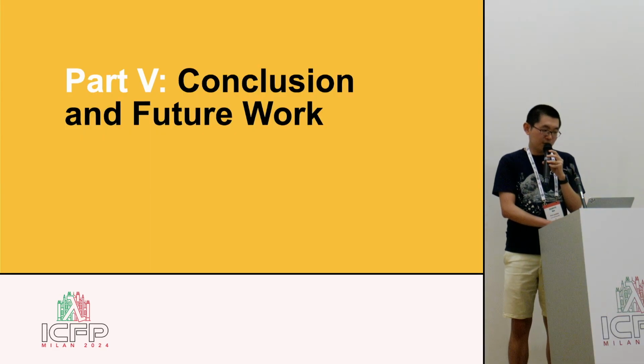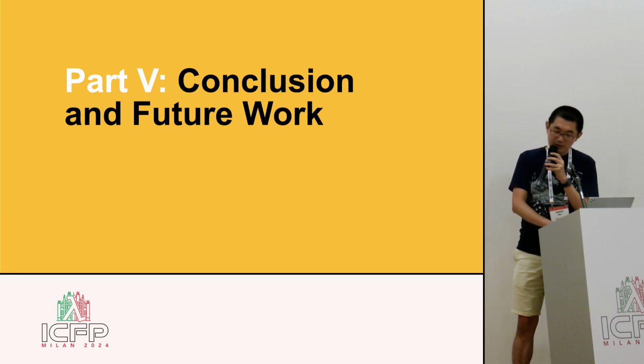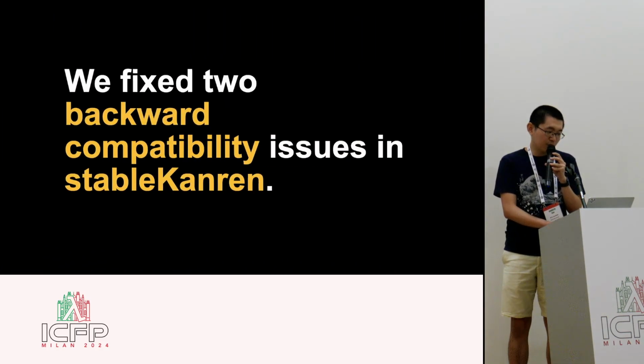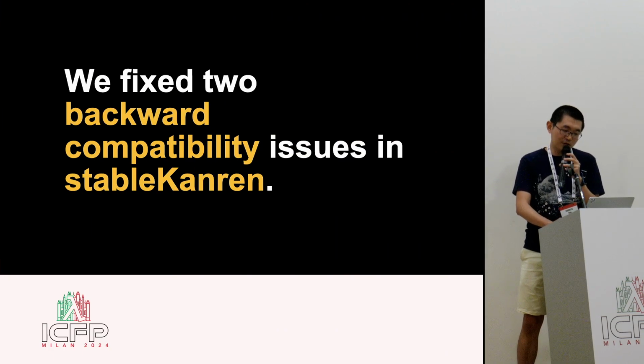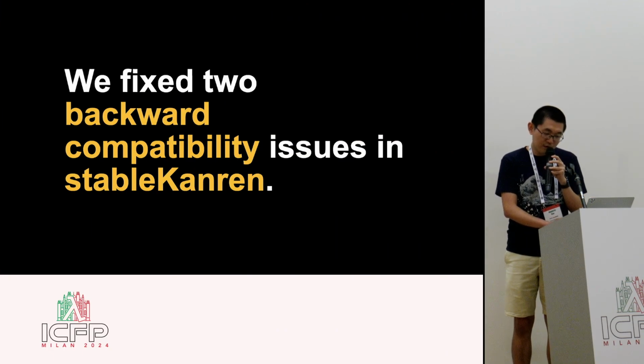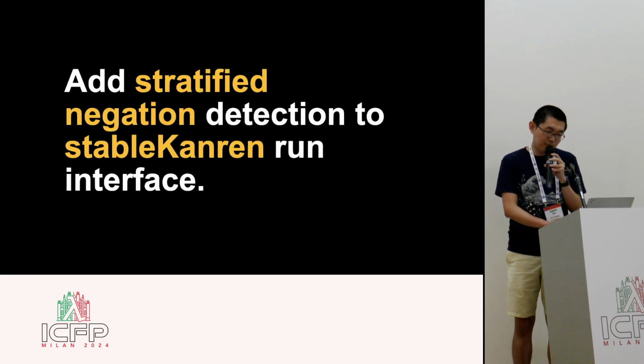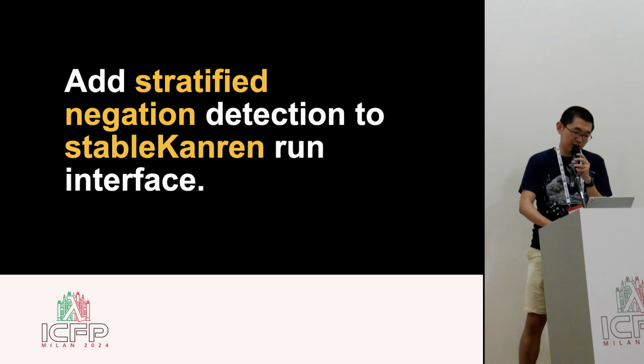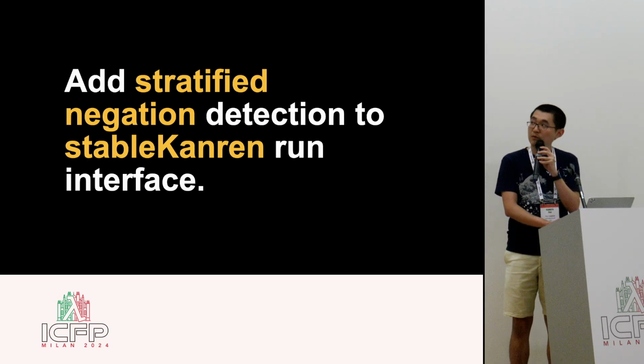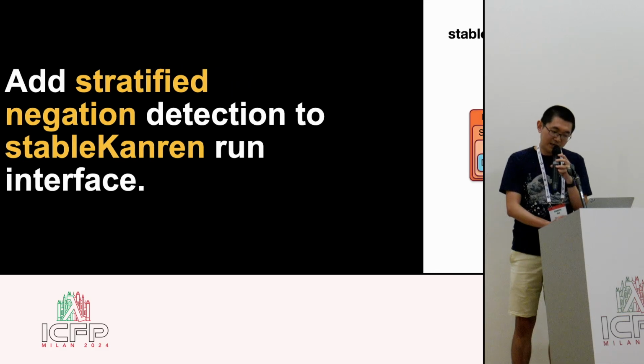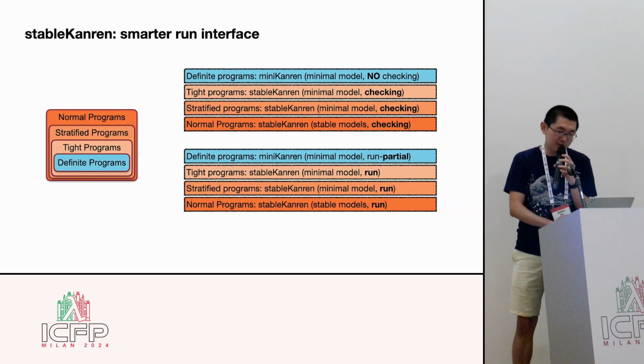Now we come to the conclusion and the future work. The conclusion is very simple: we fixed the 2 backward compatibility issues in stableKanren. For the future work, we probably want to add stratified negation detection to the stableKanren run interface. In that case, we will have a smarter run interface.